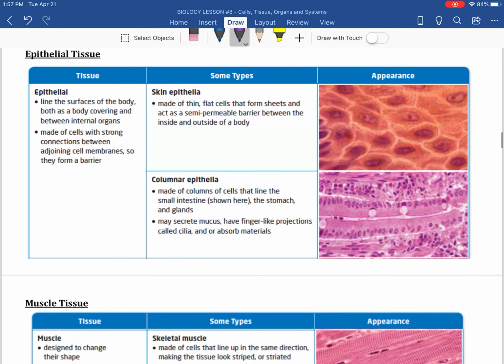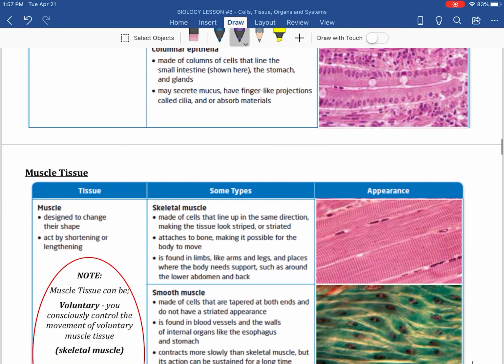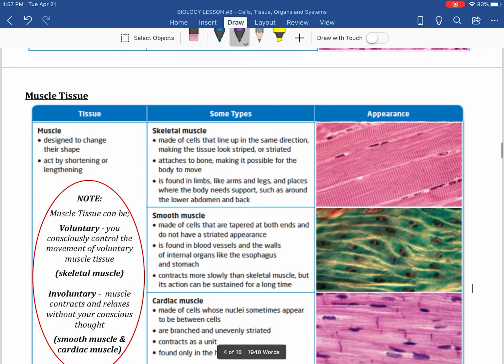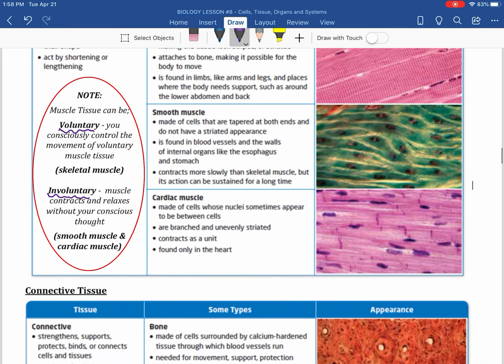So this is right out of your textbook, and you can see the tissue as a whole and some types and what they look like. I'll let you read through that yourself. You don't really need me to go through it. But with the muscle tissue, you can have muscle tissue that you can control. So voluntary, you have choice. And you have muscle tissue that you cannot control. Like, for instance, your heart beating. You don't have control over that, okay? You can't control whether your heart beats or not. So those are examples of that.